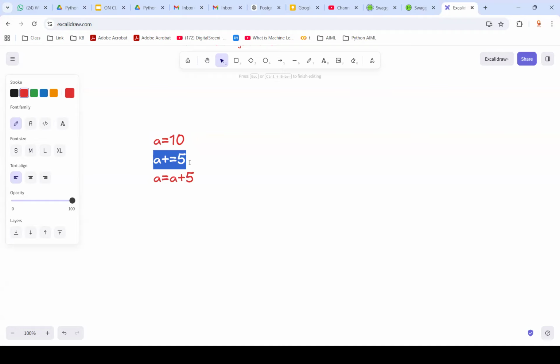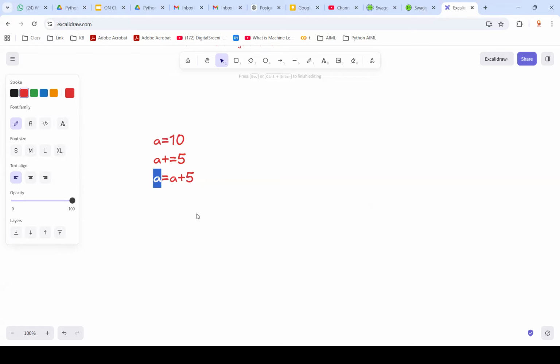What is the meaning of this line? The meaning of this line is A is equal to A plus 5. So previously the value of A was what? The value of A was 10. Now A is equal to A plus 5 is 10 plus 5. The answer will be what?